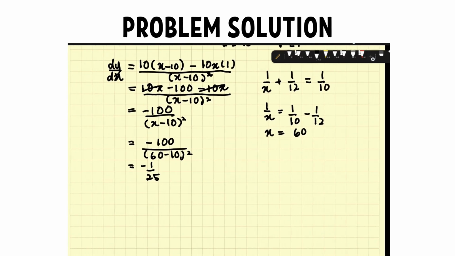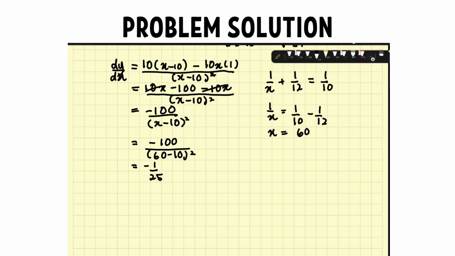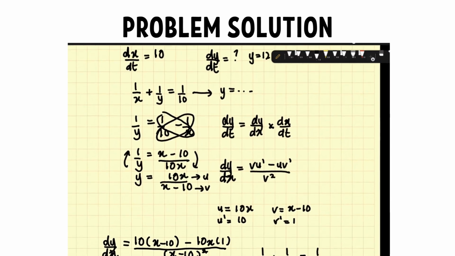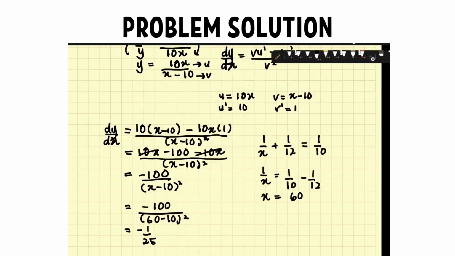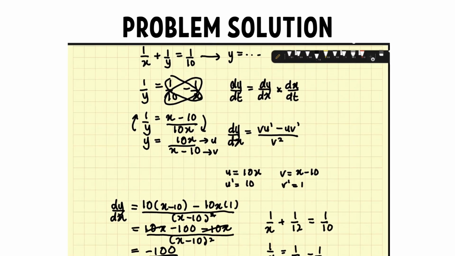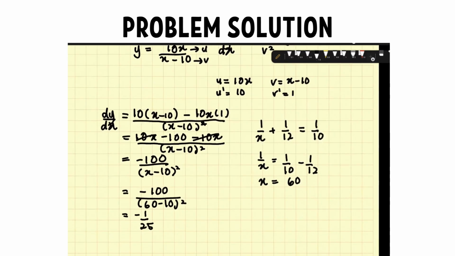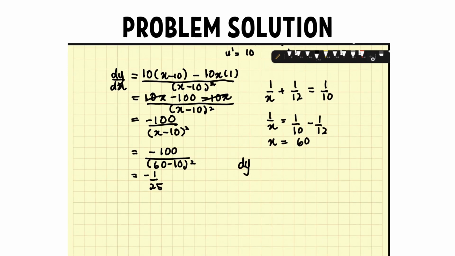And then we just have to substitute the value of dy/dx and the value of dx/dt in this chain rule method. So it will be dy/dt equals negative 1 over 25 times 10, and we will get the value of dy/dt is negative 2 over 5, or negative 0.4 centimeters per second.